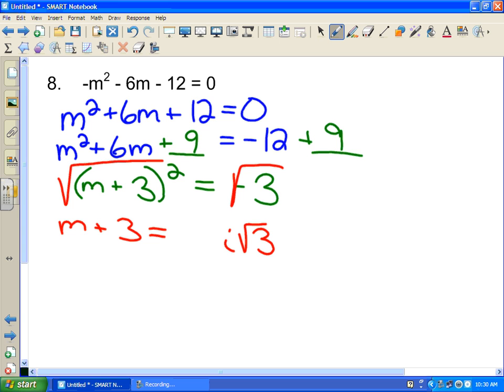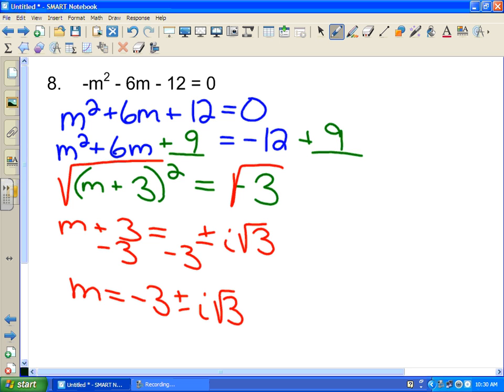You can get a decimal if you want, but if you have an i involved, it doesn't help you to get a decimal. In some ways this one's easier. There's not a whole lot else we can do. All we need to do is move the 3 over and put it in front. So it's just negative 3 plus or minus i root 3. Can't really simplify it down to 2 answers. I mean, there are 2 answers because of the plus or minus. Can't go any further than that.